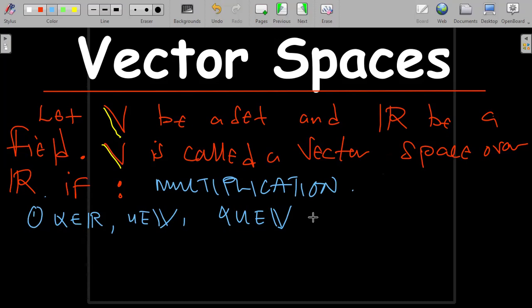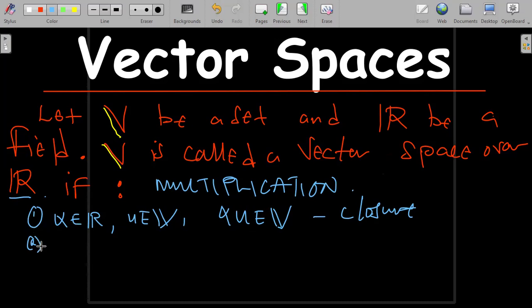So this is just the closure rule, but under what? Multiplication. So meaning that if I have a scalar, which is a member of this field, and then I have a vector u, which is a member of this set, if I get their product, that product should also be a part of this set. Okay, so this is the first condition.